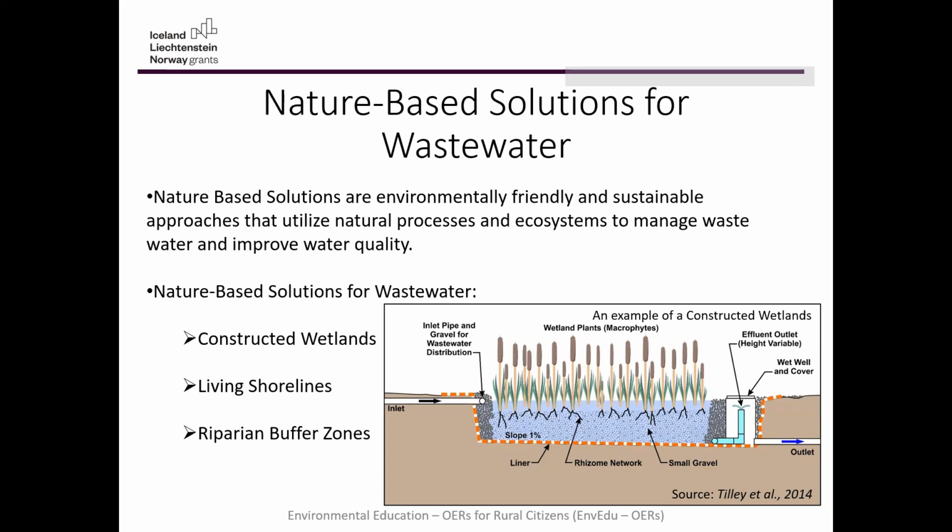Living shorelines. In coastal areas, living shorelines use vegetation and natural materials to reduce shoreline erosion and filter contaminants from wastewater before it reaches natural water bodies. Riparian buffer zones. Riparian buffer zones are vegetated areas along the edges of rivers and streams that help filter and reduce the impact of pollutants from wastewater runoff.